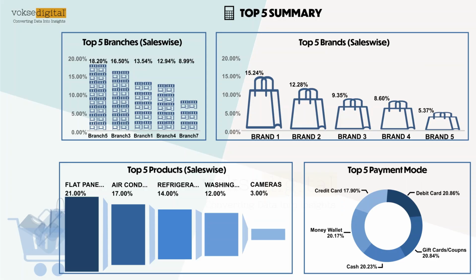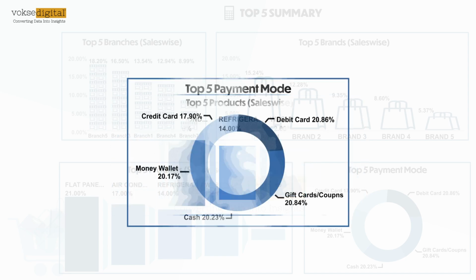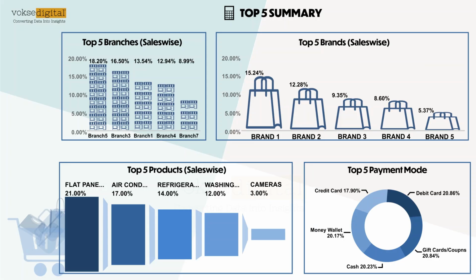And here, icons make it easier to compare metrics. The size of each icon and its placement visually represents performance. Whether it's product sales or payment preferences, the key trends are instantly clear. Infographic charts like these make it easier to spot trends and make informed business decisions quickly.